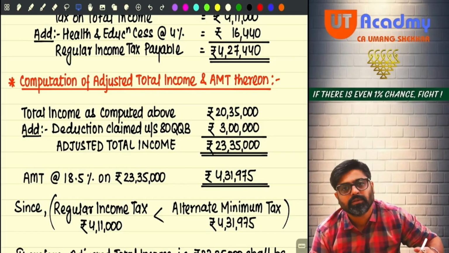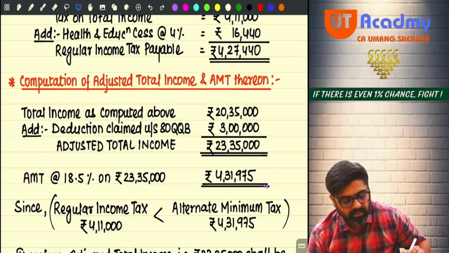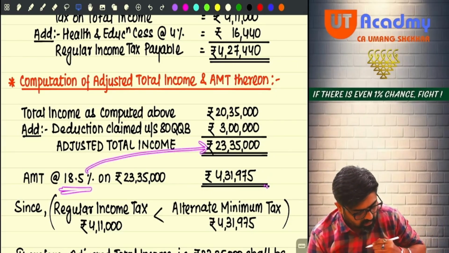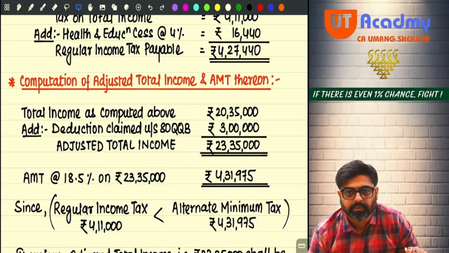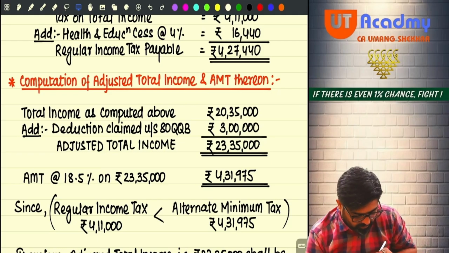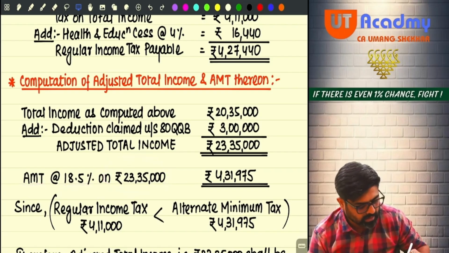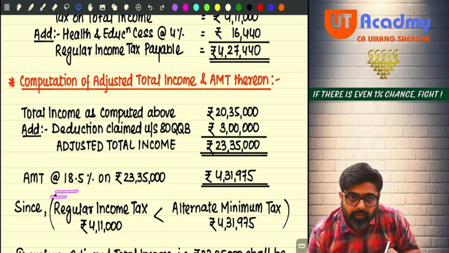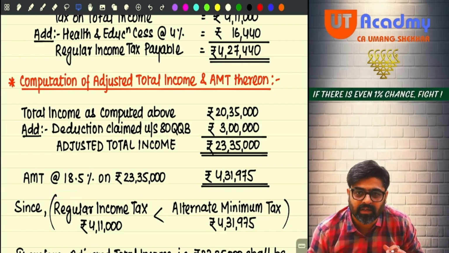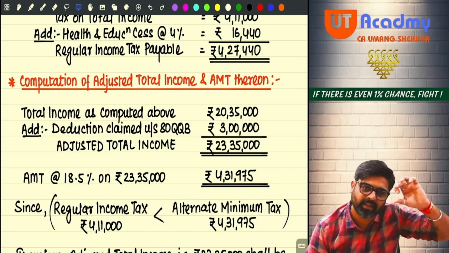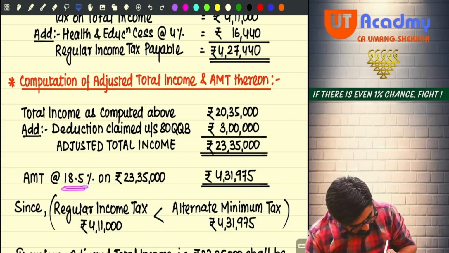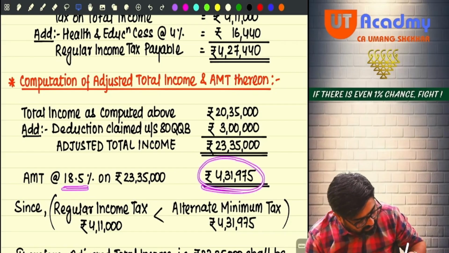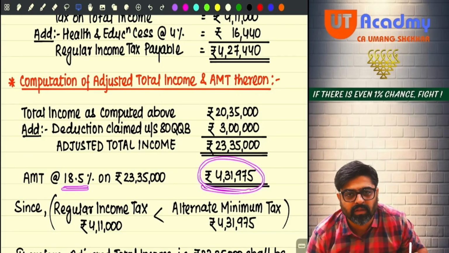Now pay attention. This amount is nothing but 18.5% which I have calculated on adjusted total income. Now tell me, what is my alternate minimum tax? 18.5% of adjusted total income, 4,31,975. Now my first question, please be very careful. This 18.5% does not include any surcharge, does not include any cess. This is the basic rate of tax. So by applying the basic rate of tax, you have calculated the AMT. Can I say this is without any surcharge, without any cess?